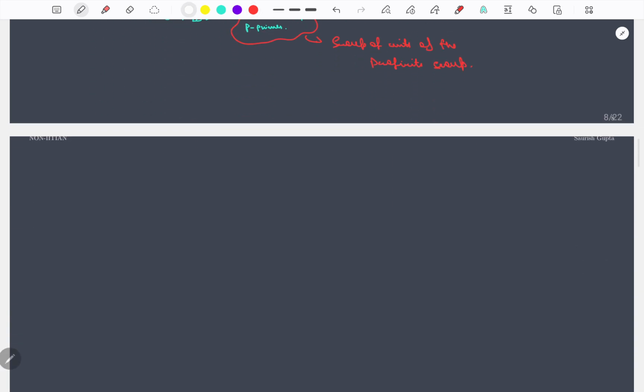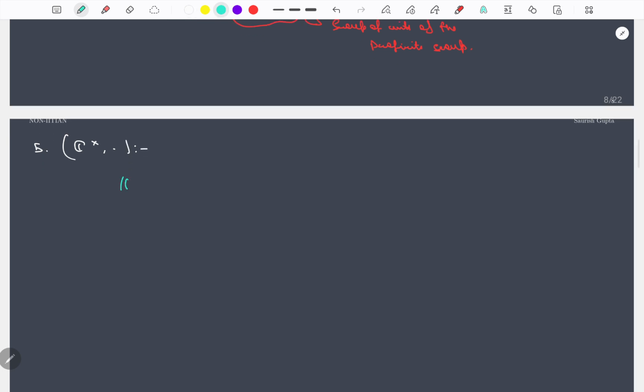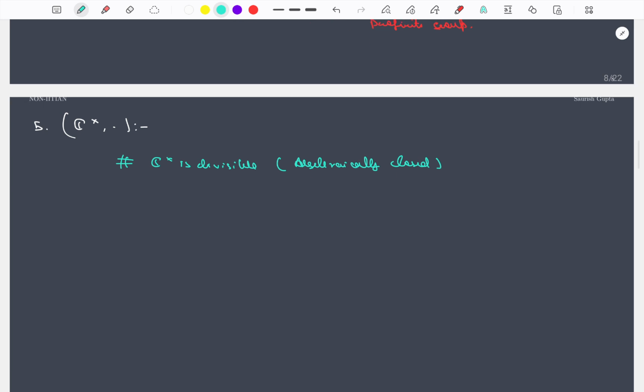Let us move on to the next important group, which is C cross with respect to multiplication, the group of units of C. Now the first important thing is that it's divisible, and this follows from the fact that C is algebraically closed. Or you can simply say that in C every element has an nth root, and that is exactly the reason why it's divisible.